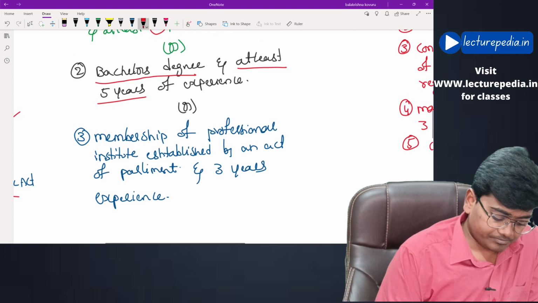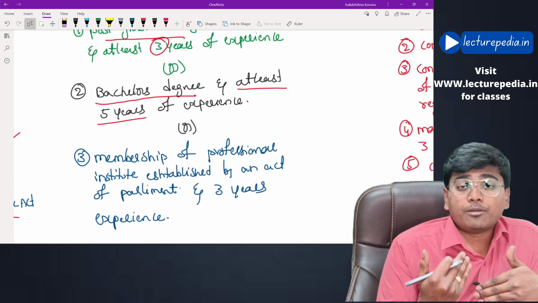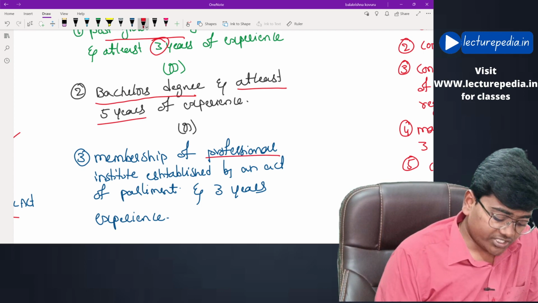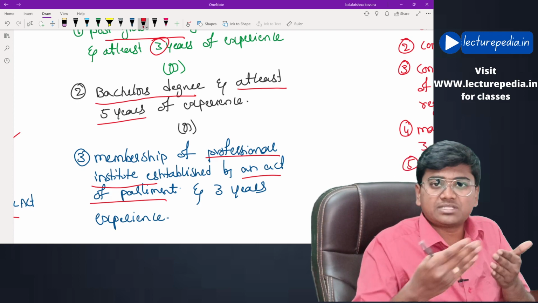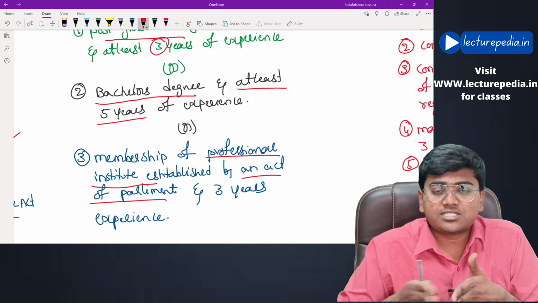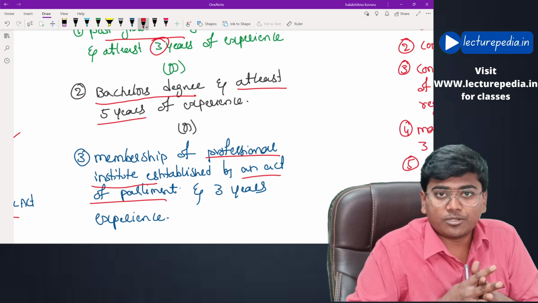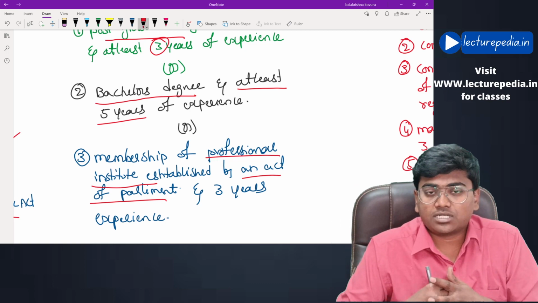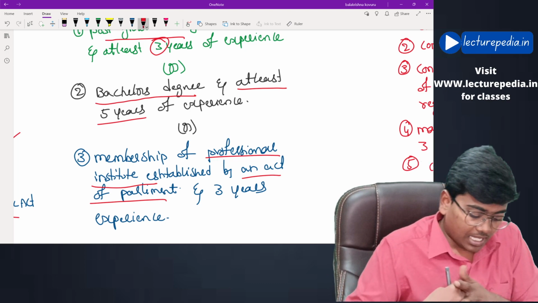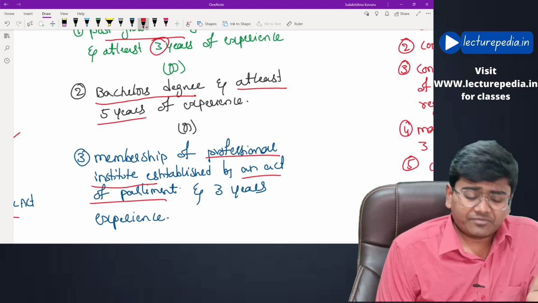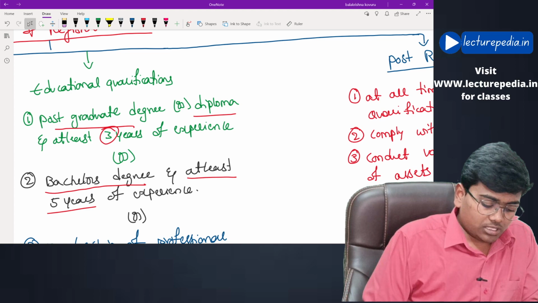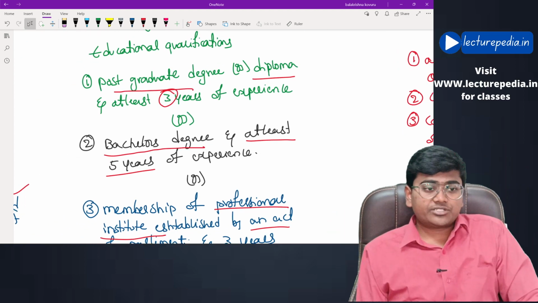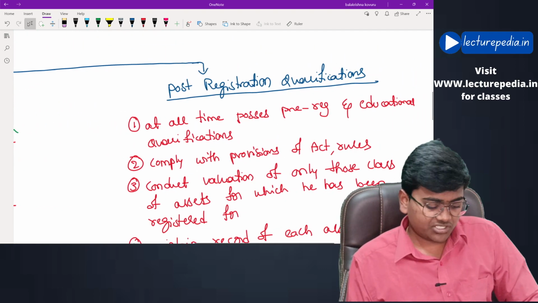Or he must be a member of any professional institute established by an act of parliament. That means like our CA, chartered accountancy, or company secretary, we are eligible to write the examination conducted by RVO, but we should have 3 years experience. So this is clear. The person should have any of these 3 educational qualifications.